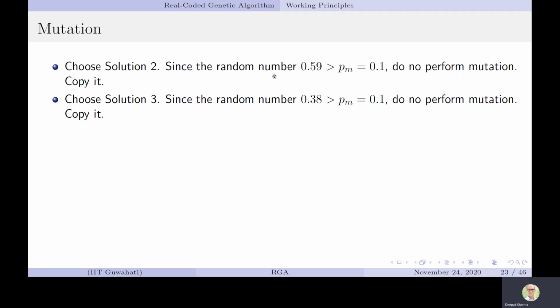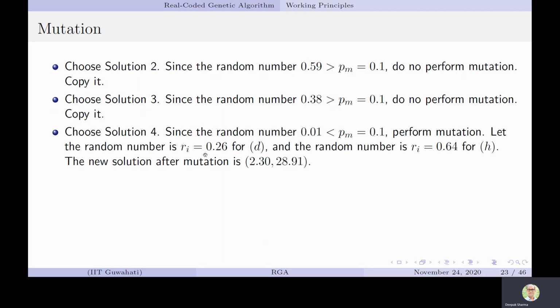Now solution number 2, the random number 0.59 is greater than PM. We do not perform mutation, we copy it. Similarly, solution 3, 0.38 is greater than 0.1. We do not perform mutation, we just copy it. Solution 4, the random number is 0.01, which is smaller than the probability of mutation. We are going to perform it.